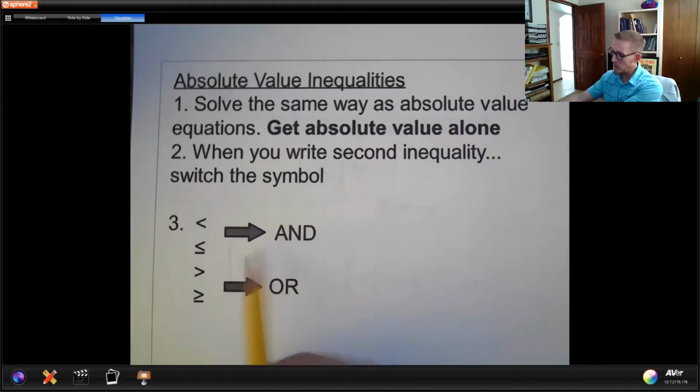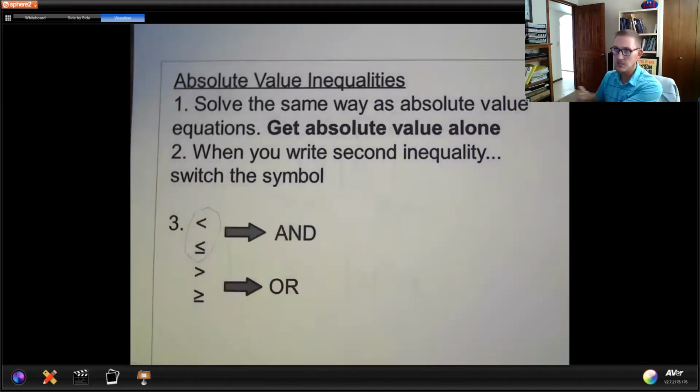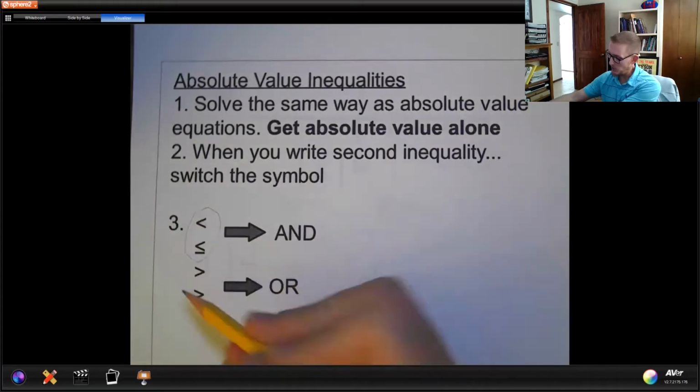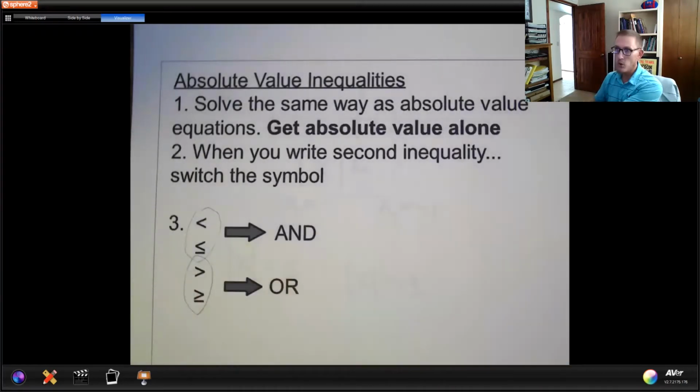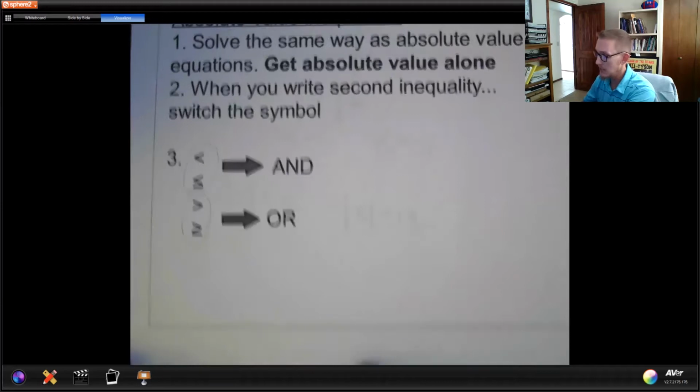You also then look at the original symbol. If the original symbol is a less than or a less than or equal to, this inequality is an AND. If the original symbol is a greater than or a greater than or equal to, this inequality is an OR. And that's really important to determine what kind of inequality you have. All right, so let's take a look then at an example.